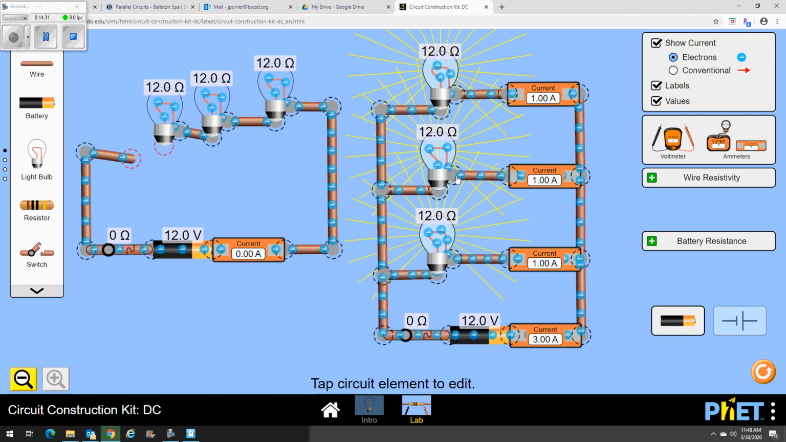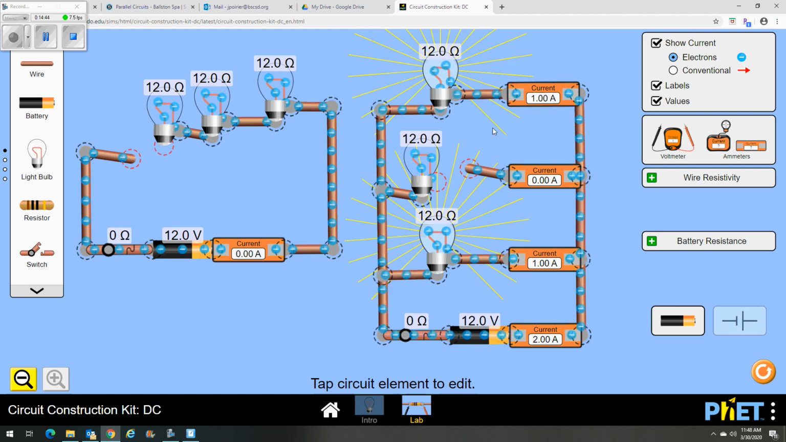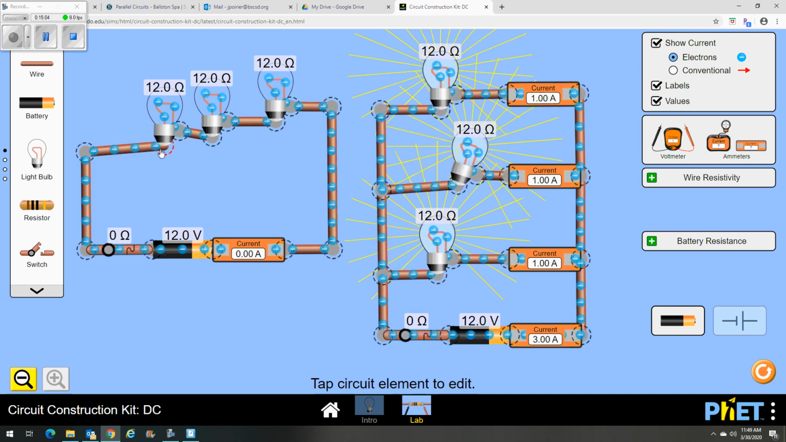Well, if you think back to our earlier conversation, all branches in a parallel circuit are independent of each other. So if I clip this branch, notice the brightness did not change on the other bulbs. And notice they're still drawing 1 amp apiece because that's what they want if there are 12 ohm resistors connected to a 12 volt battery. And the current has disappeared down the middle branch, down the second branch. So the total current is 2 amps. And if we hook them back up, they'll go right back to being as bright as they were before, with the circuit now repaired.